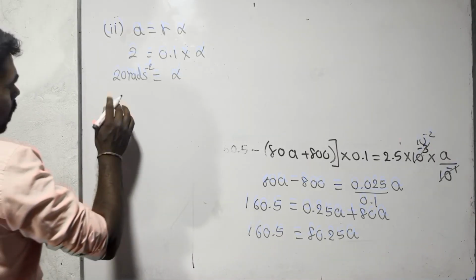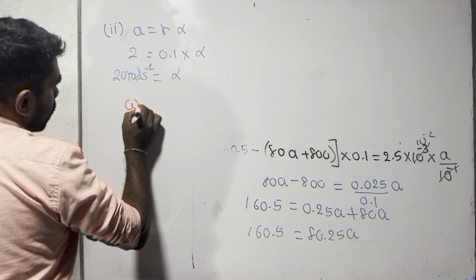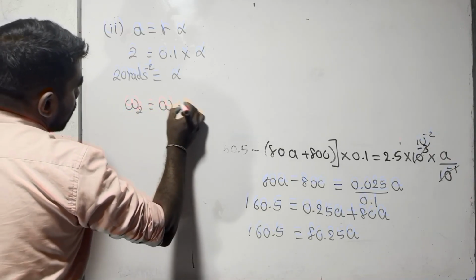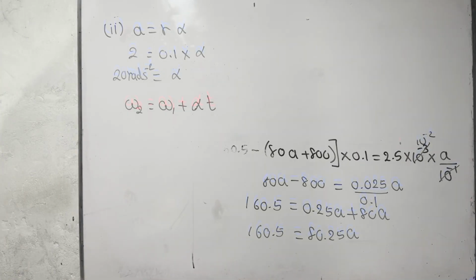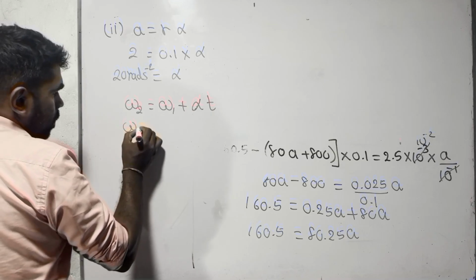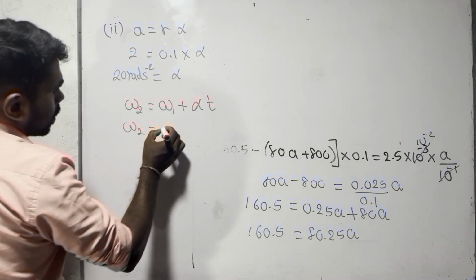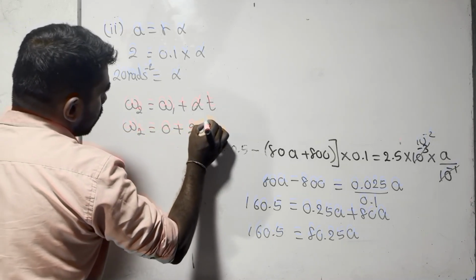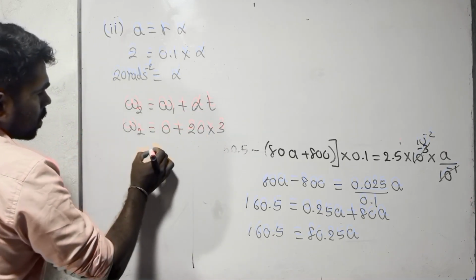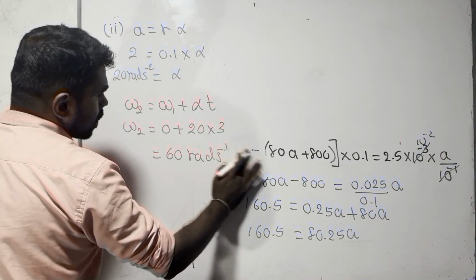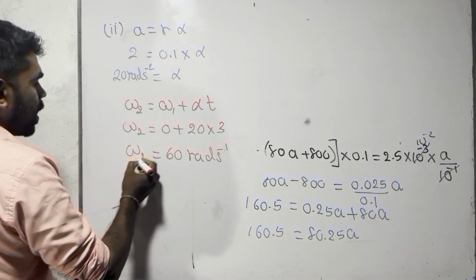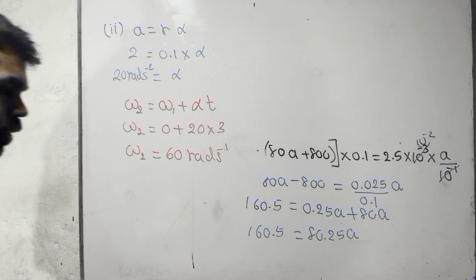Then we can use omega 2 equals omega 1 plus alpha t. It is like V equals U plus AT in linear motion. Omega 2 is the unknown. Omega 1 is 0, alpha 20, time 3 seconds. It is 60 radians per second, the final angular velocity.